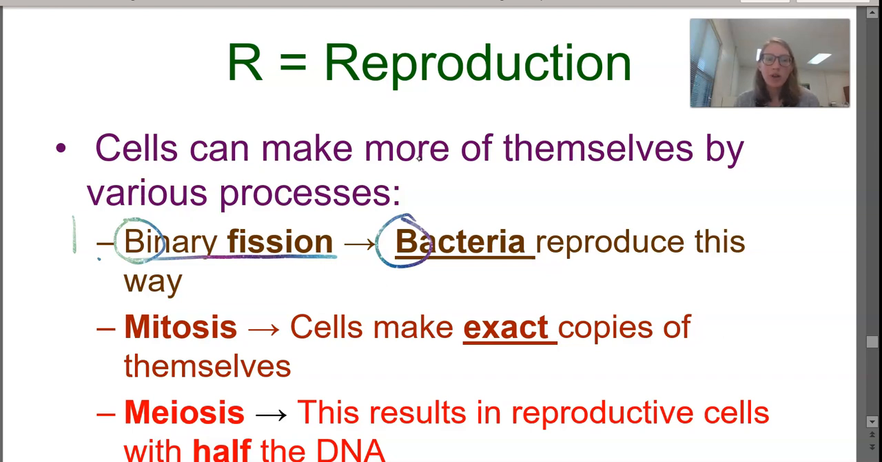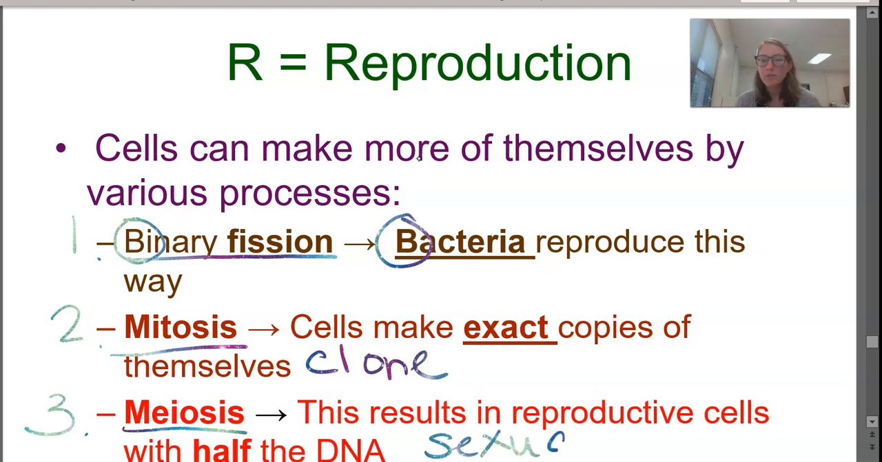Humans and pretty much all other living things can do both of these, can do mitosis and meiosis. And we're going to spend a whole like 2 months on just mitosis and meiosis towards the fall. So mitosis is when cells basically make exact copies, or they clone themselves. Your skin cells do this. Meiosis results in reproductive cells with half the DNA. So this is going to be organisms that do sexual reproduction. They reproduce through meiosis. This is how sperm and egg cells are made.